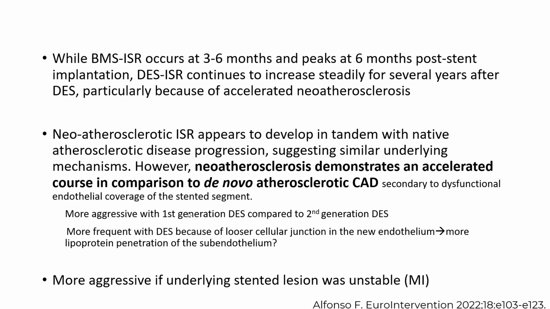So why is it a more aggressive atherosclerosis than in native vessels? One of the reasons is that in neointima, you have looser cellular junctions between the smooth muscle cells, which allow more lipoprotein penetration into the subendothelium. That's one theory that explains the more aggressive neoatherosclerosis growth. It's more aggressive if the underlying lesion was unstable, as in an MI. It's more aggressive with the old first-generation stents compared to second-generation DES, which create less vessel injury and less inflammation.